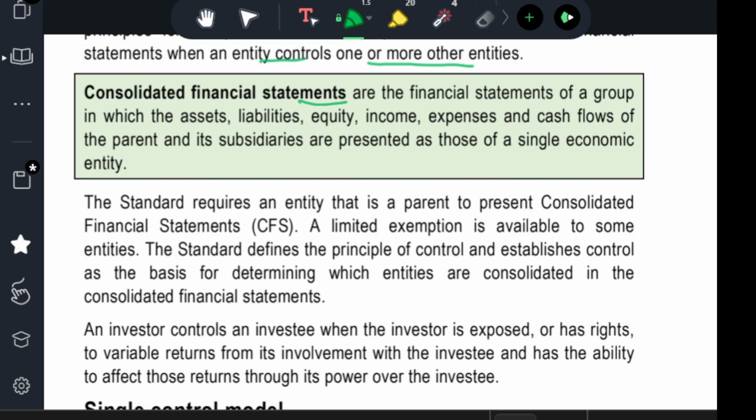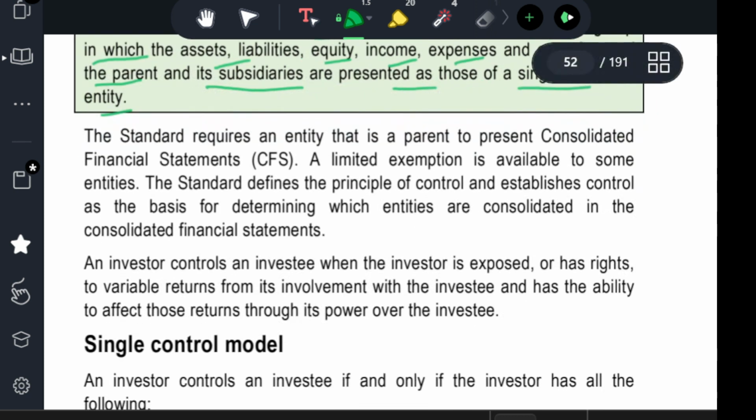Consolidated financial statements are the financial statements of a group in which the assets, liabilities, equity, income, expenses and cash flows of the parent and its subsidiaries are presented as those of a single economic entity. The same thing I said earlier. The standard requires an entity that is a parent to present consolidated financial statements. The parent is to give the consolidated financial statements. A limited exemption is available to some entities.